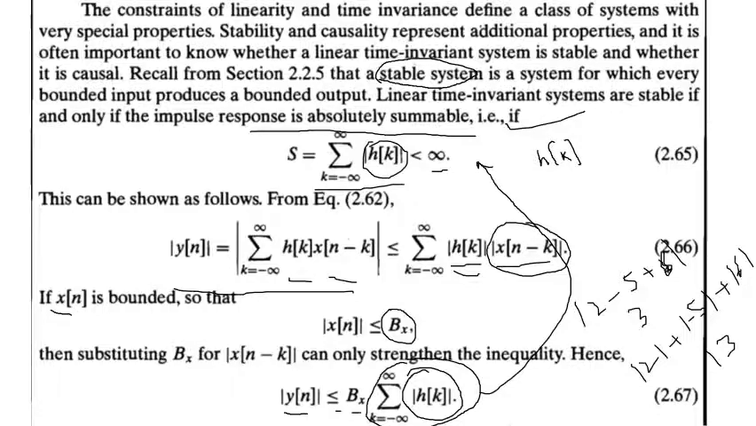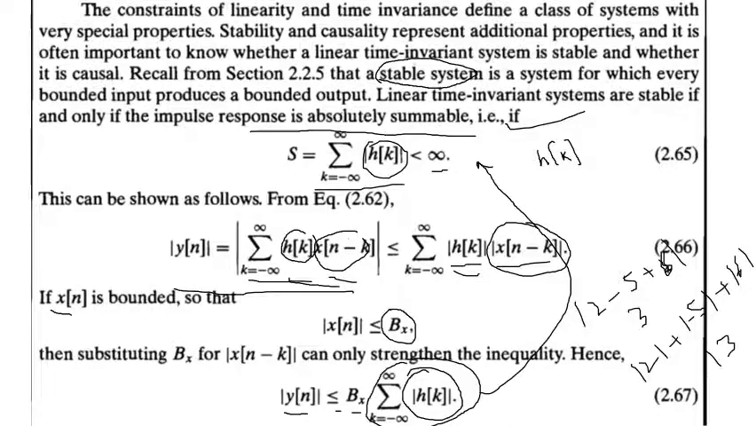So let me recap it for you. For a system to be stable, the impulse response must be absolutely summable. We have two items in the convolution formula: one is the response and one is the input. We already know that if the input is bounded, the output will be bounded.